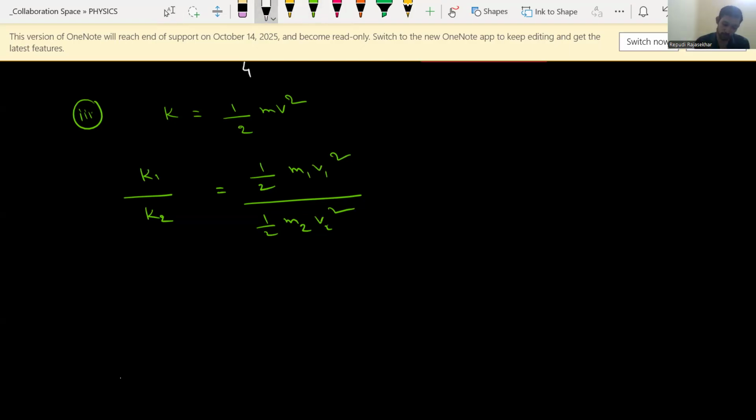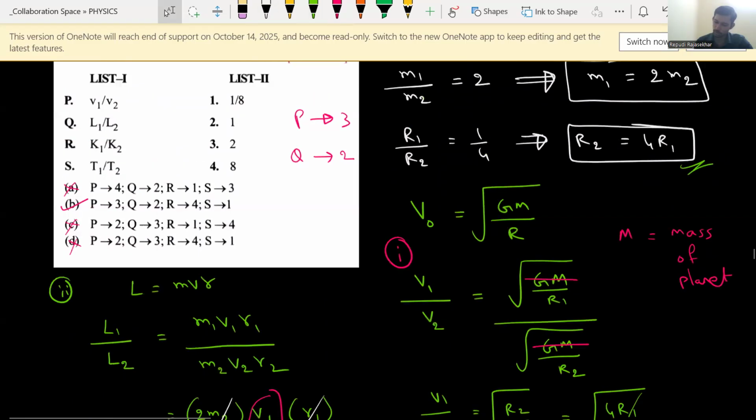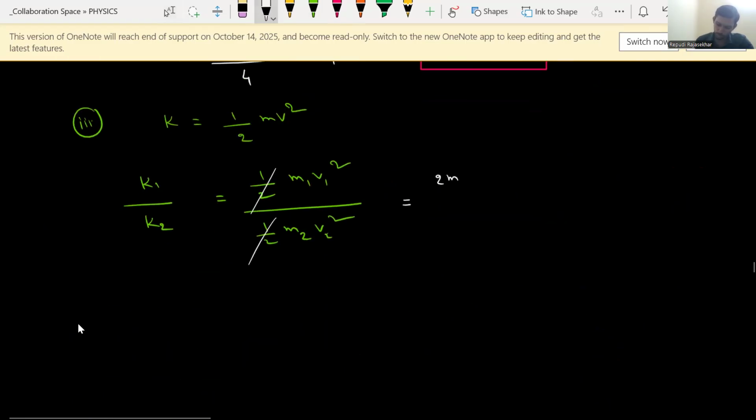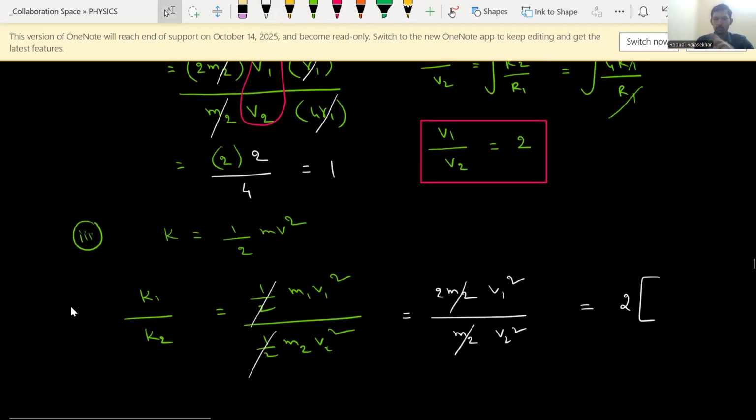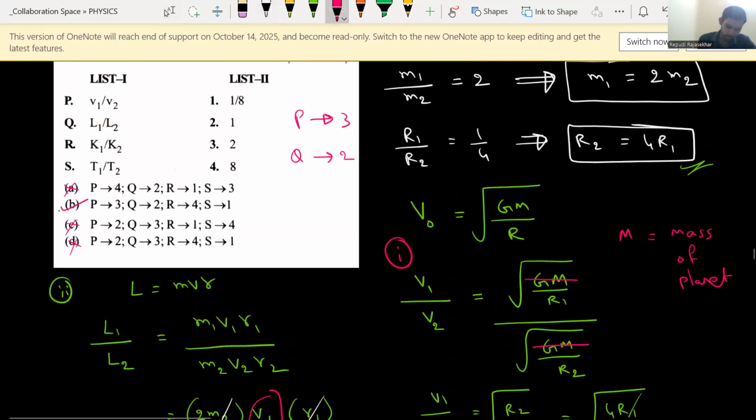Here substitute again, whatever cancels, half and half gets cancelled. What is the M1 value here? M1 value is how many times M2? 2m2 times. So this is 2m2 into v1 square divided by m2 into v2 square. So m2 value gets cancelled. This is 2. What is the v1 by v2 ratio? v1 by v2 ratio is 2. v1 by v2 whole square is 2 square, that is 4, which is 8. So the kinetic energy ratio, K1 by K2, should be 8. That means for option R, it should be 8.